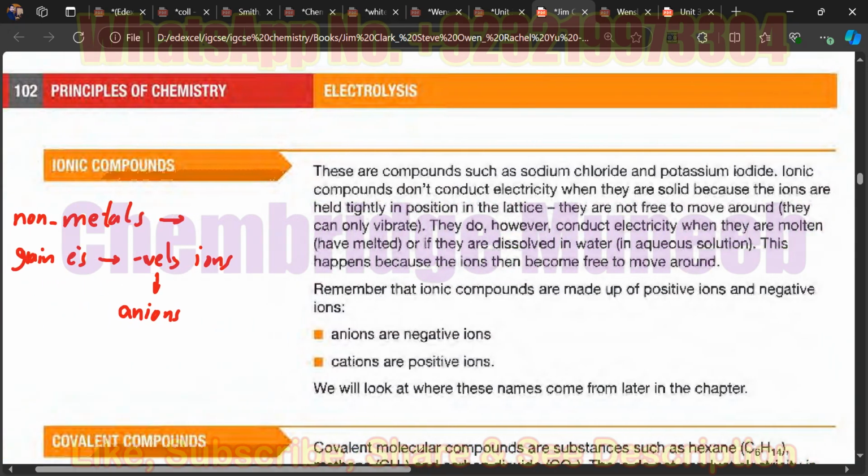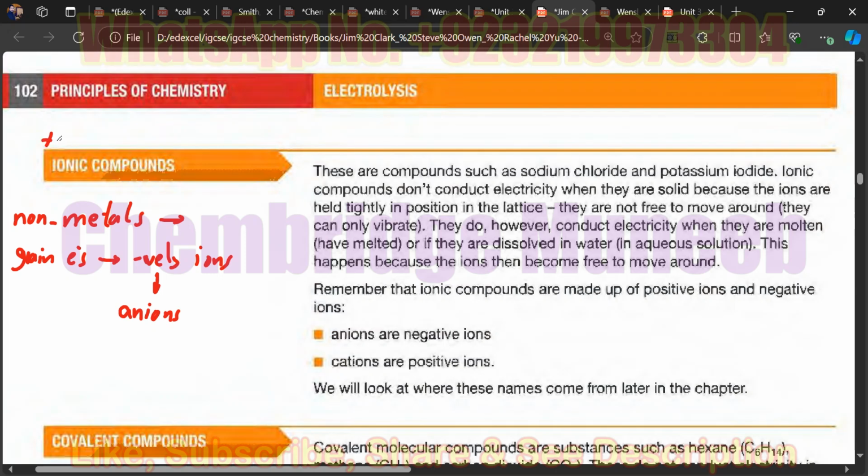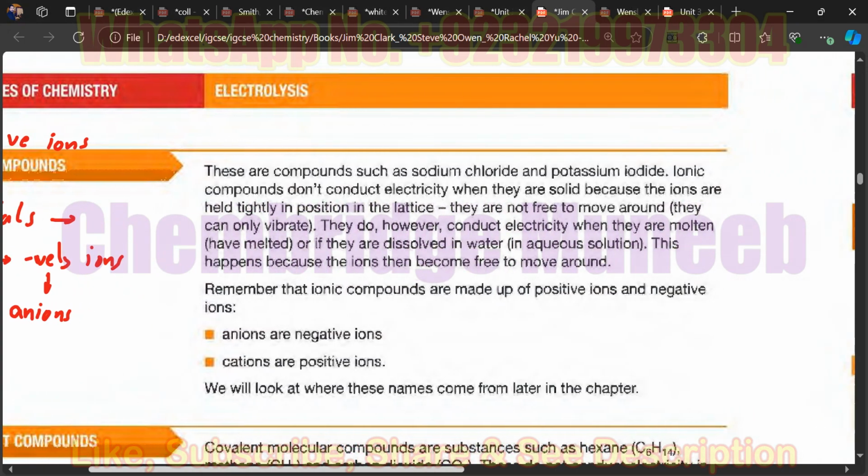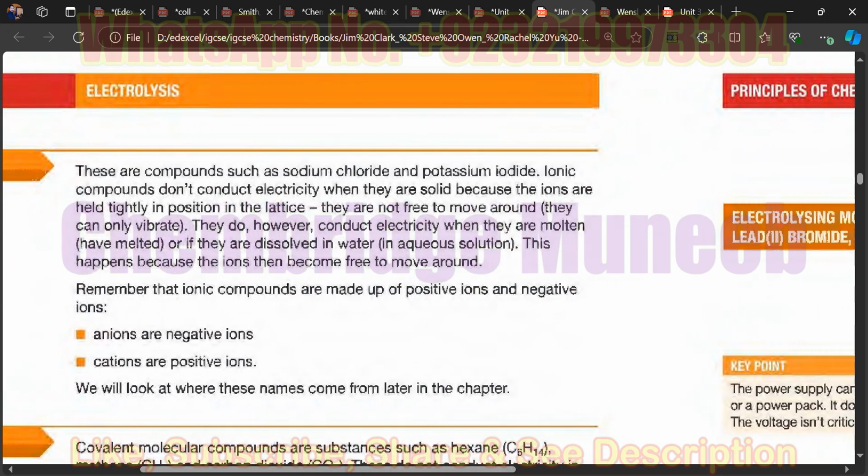Then we have the ionic compounds in the electrolysis. The ionic compounds are those which are composed of positive ions and negative ions. There are positive and negative ions in the ionic compound. The positive ion can be metals, or they can be polyatomic ions or complex ions. Similarly, the negative ions can be elements, or they can be polyatomic anions.